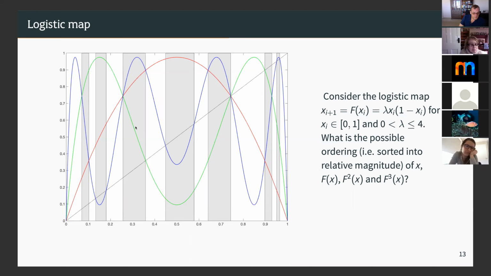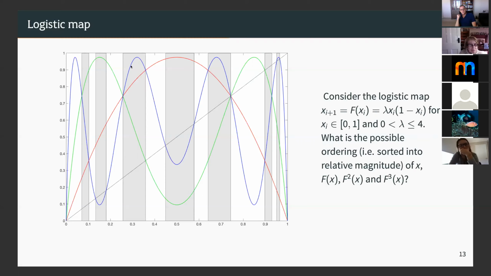But in another region here, for example, about 0.3, X is the smallest. The second smallest is f of X. The third smallest is f squared of X. And the largest is f cubed of X. Right? So depending on my value of X, the successive iterates of the map occur in a different order.